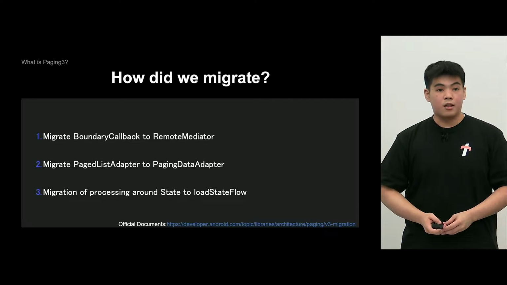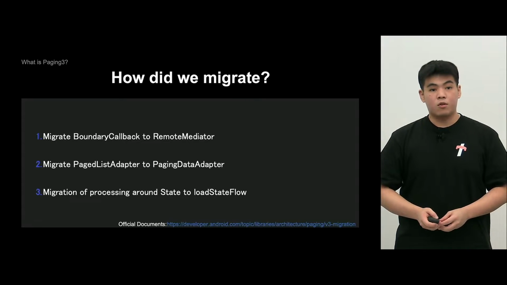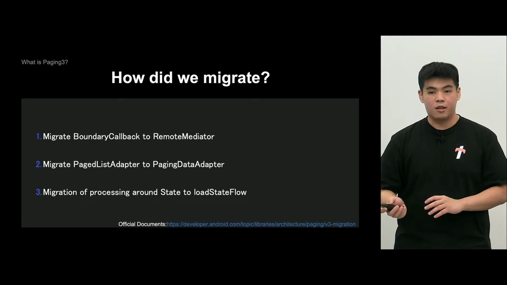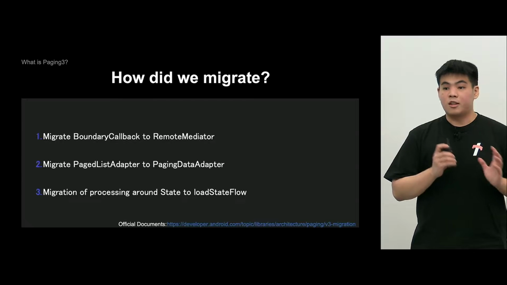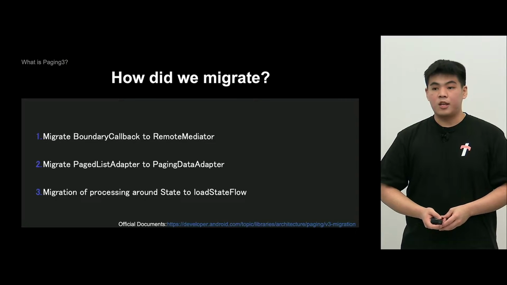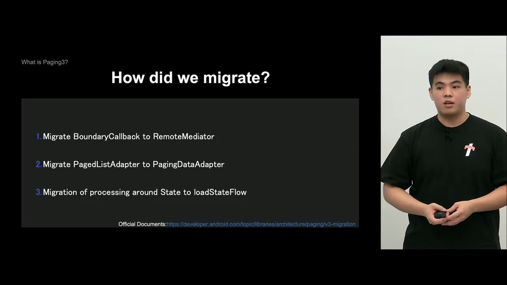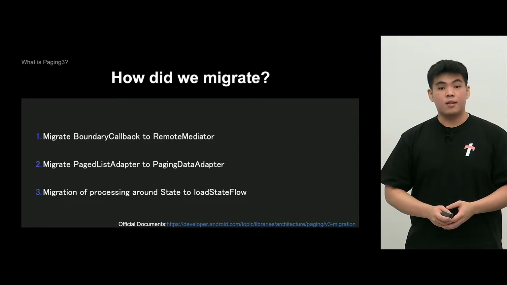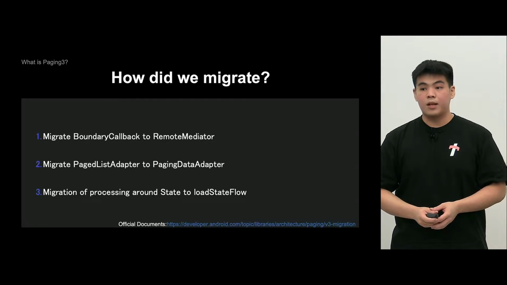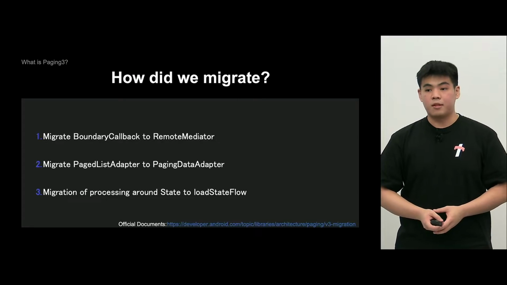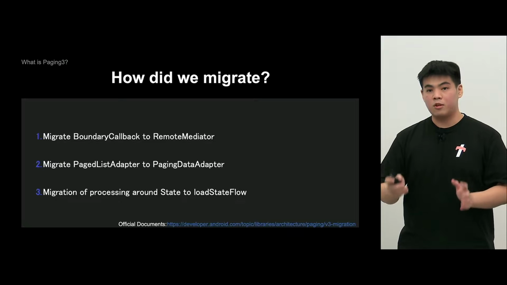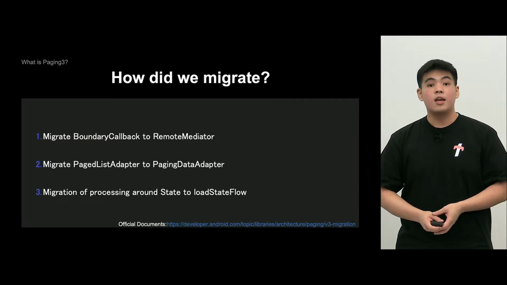So at a high level, I'll explain how we migrated to Paging 3. Please refer to the official documentation for details. First, logic related to data acquisition is handled by BoundaryCallback. We migrated it to RemoteMediator. Next, data display is handled by PagedListAdapter. This was migrated to PagingDataAdapter. Finally, the processing around state was migrated to LoadStateFlow.